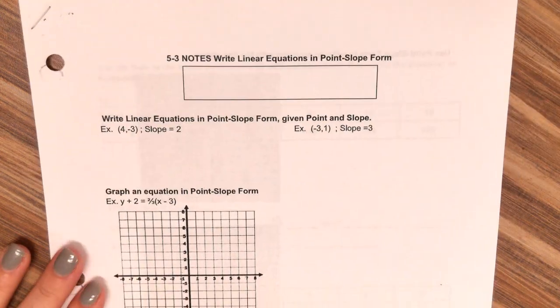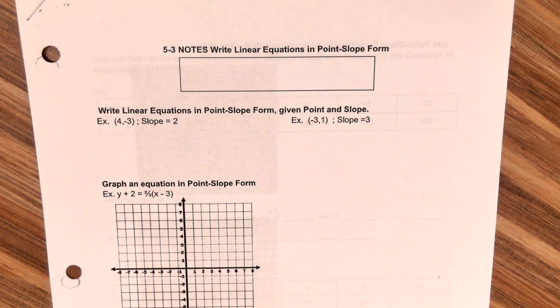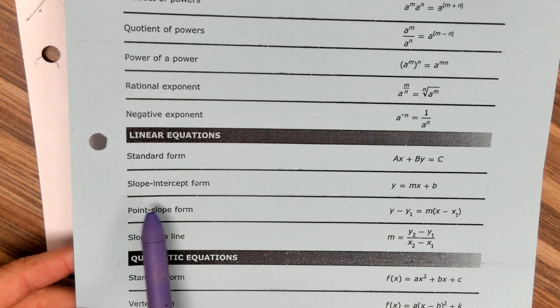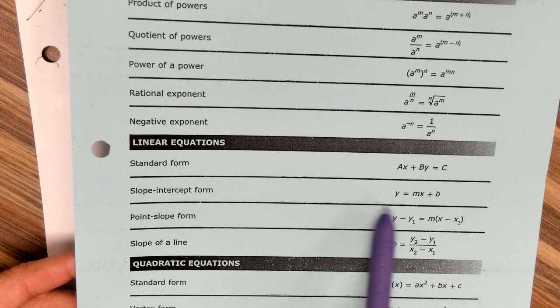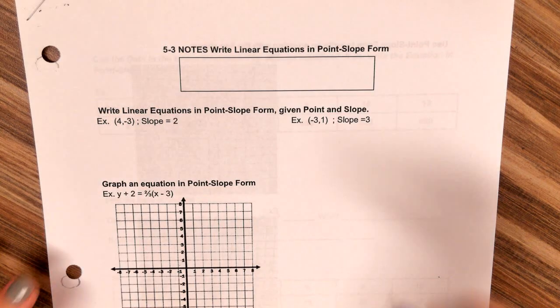All right, so go to your notes. The title of today's lesson is Writing a Linear Equation in Point Slope Form. So I want you to take your star chart, find point slope form, and write down the equation. So right here, you're going to write point slope form, this equation, right here in that box up at the top.